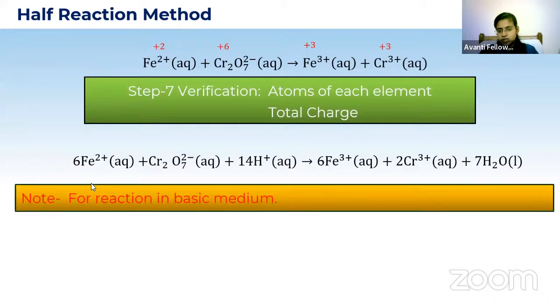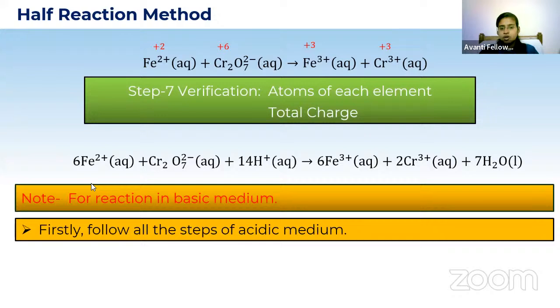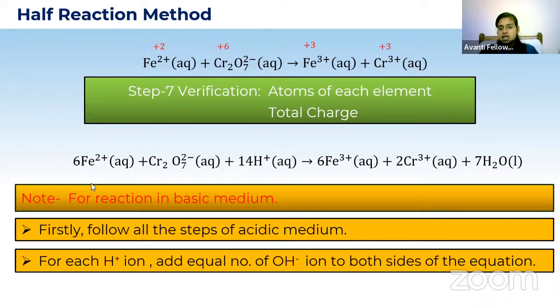Okay. If you want to do the reaction in basic medium, follow all the steps of the acidic medium, and for each H plus ion, add an OH minus ion. Okay, add OH minus ions to both the sides. Clear? The oxidation number method is easier than the half reaction method. Okay, so you can use any one of these methods to find out the answer. Clear?